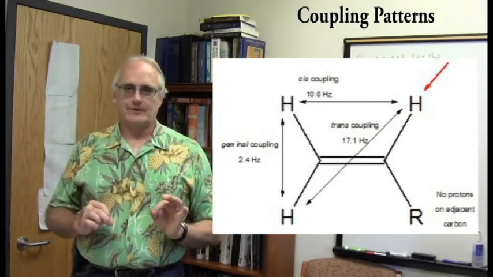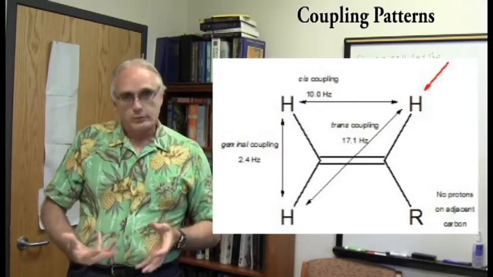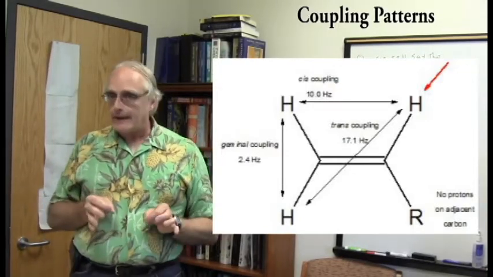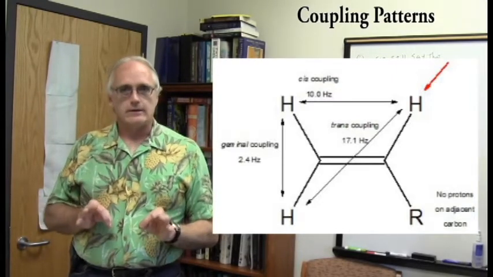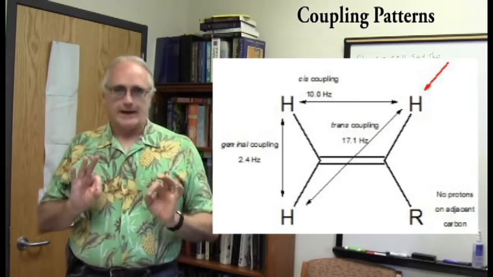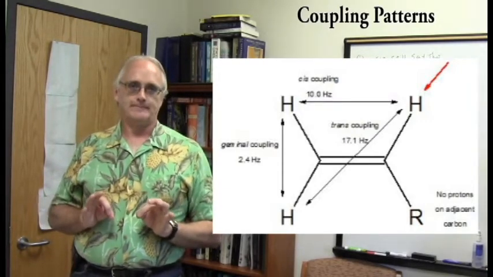If it did have protons, this thing would be a doublet of triplets, say. And we have seen that kind of pattern in other alkene molecules, but not here. So by lack of a coupling pattern, we have some interesting information as well.